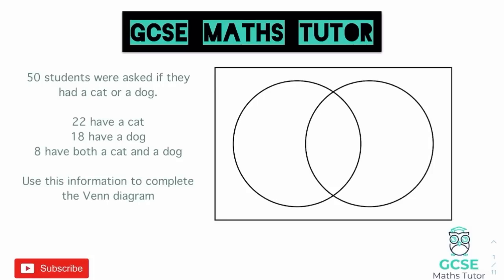So the one that you can see on the screen, we're going to have a little read through. It says 50 students were asked if they have a cat or a dog. 22 have a cat, 18 have a dog, 8 have both a cat and a dog. Use this information to complete the Venn diagram.